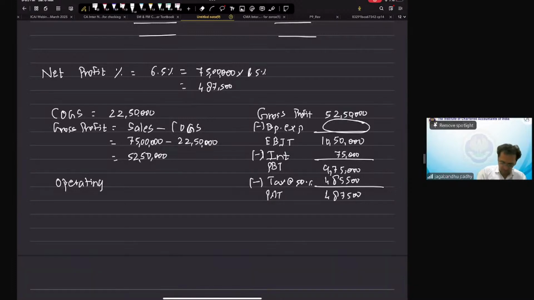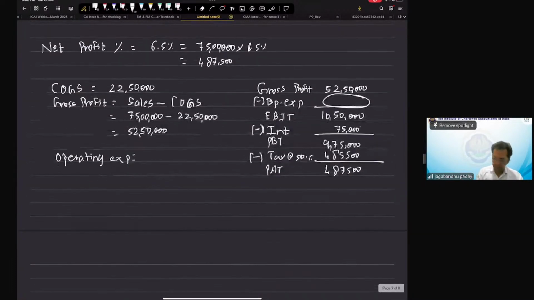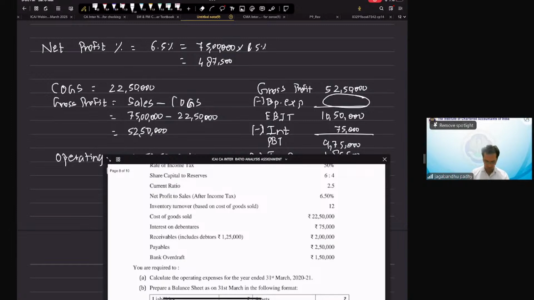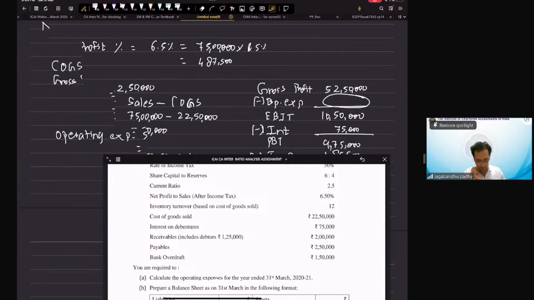Now from 10 lakh 50,000, can we get the operating expense number? Operating expense is going to be definitely the balancing figure. The difference between 10 lakh 50,000 and 52 lakh 50,000: 52 lakh 50,000 minus 10 lakh 50,000, which is 42 lakhs. Got the value of operating expense as 42 lakhs. The first part of the question is done.